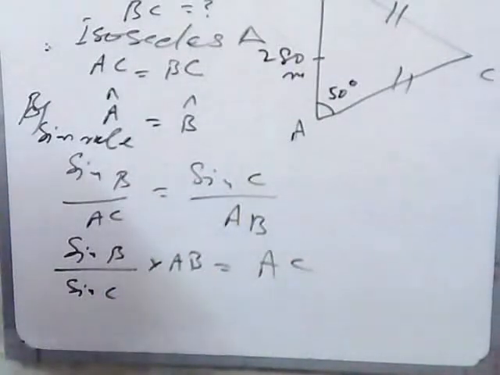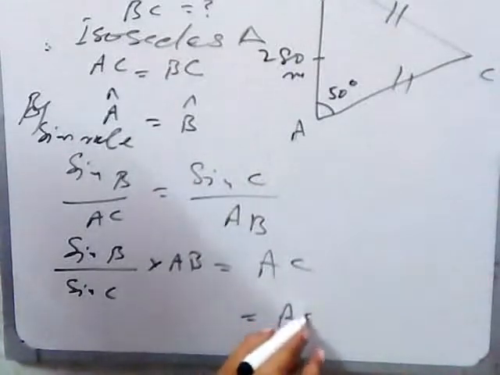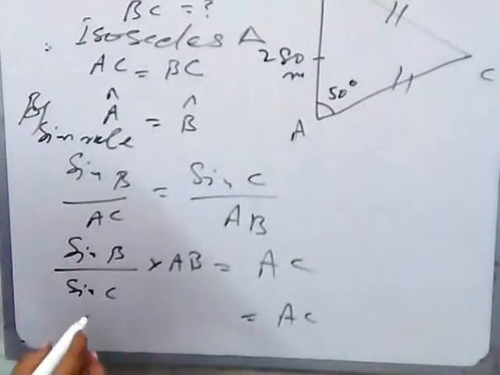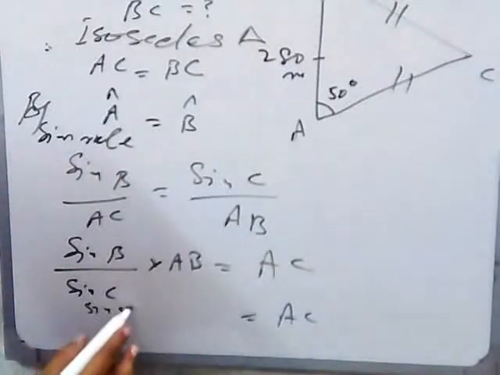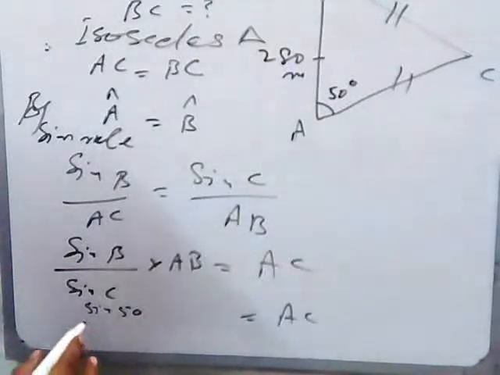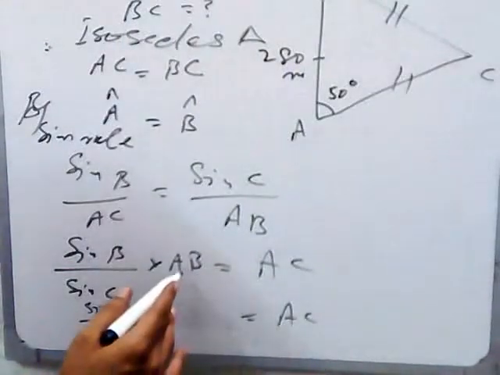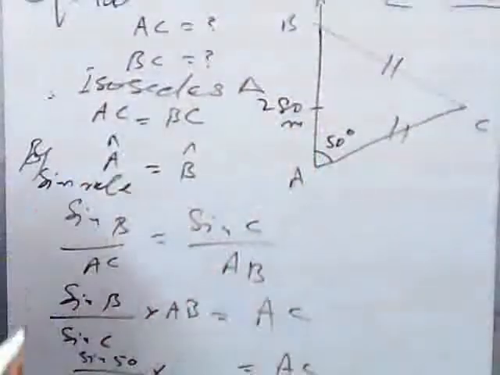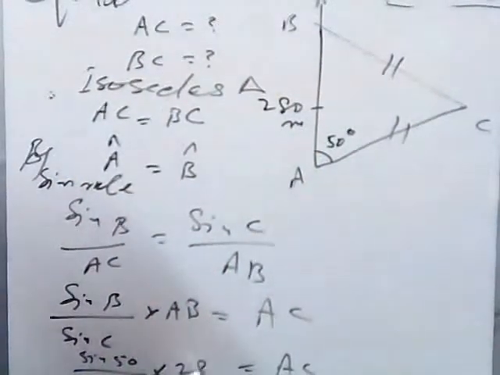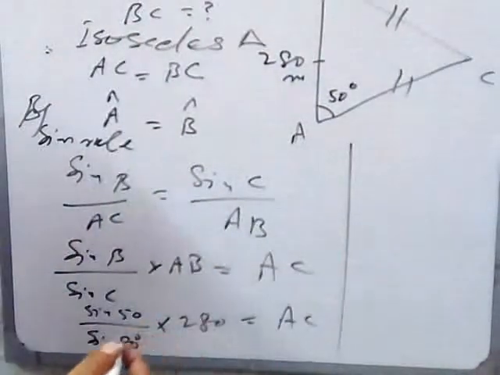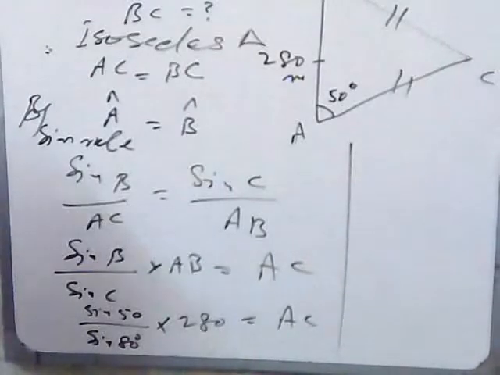So putting the values, you will get the result: AC equals sine 50 degrees divided by sine 80 degrees, multiplied by AB, the distance, which is 280. Okay, so you have the distance 280, but you don't have the angle 80. How could I know the angle C? Because we don't have angle C here.